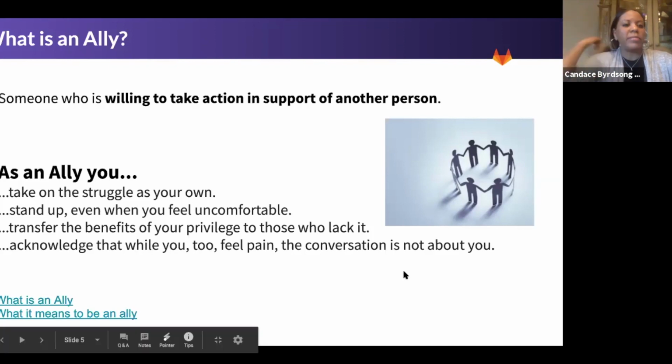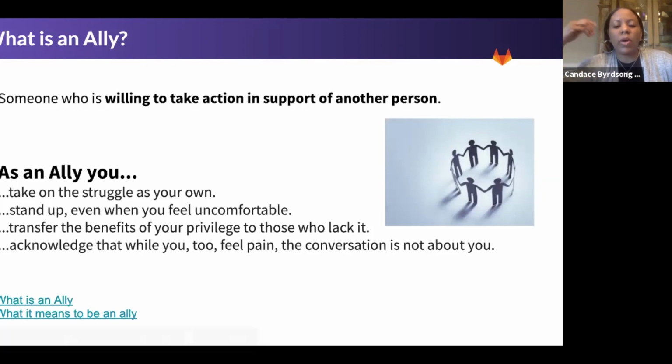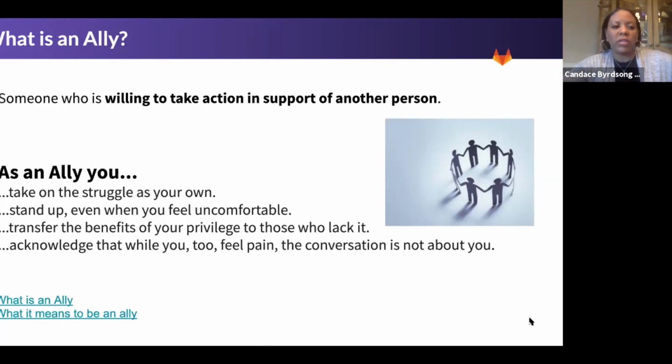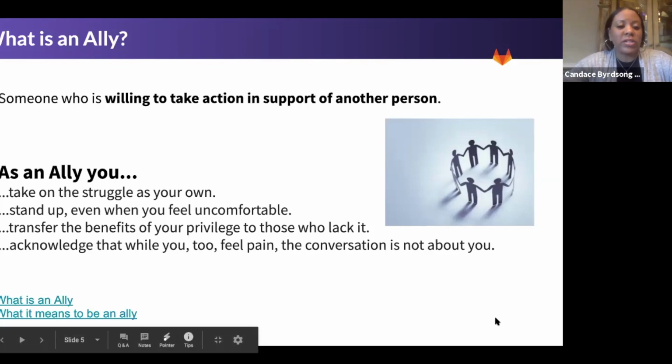I know sometimes things can take on their own and develop another level of passion for it. So it's just understanding that this is still about that particular individual or that group and helping support them. Additional information is in the left-hand corner: what is an ally and what it means to be an ally, for additional information.